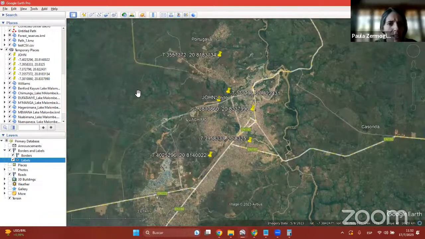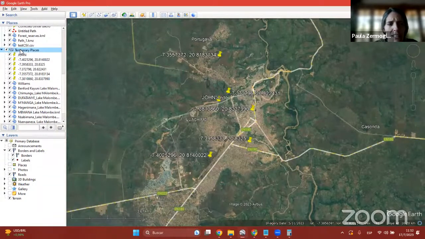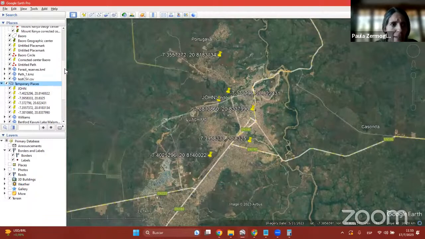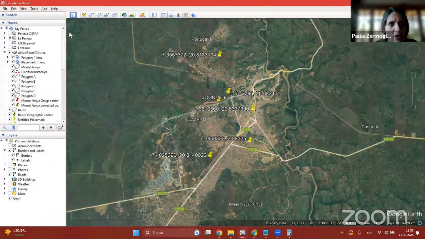So when you save a polygon, it can be saved in different places. When you build it, it will go to temporary places here. If you leave it there, when you close Google Earth, it's going to disappear because that's temporary. That's for the time that you're working on this session, and when you close it, it goes out. If you don't want it to disappear, you have to move it from temporary places to some folder in My Places. Another way of doing it is to save it to your computer.